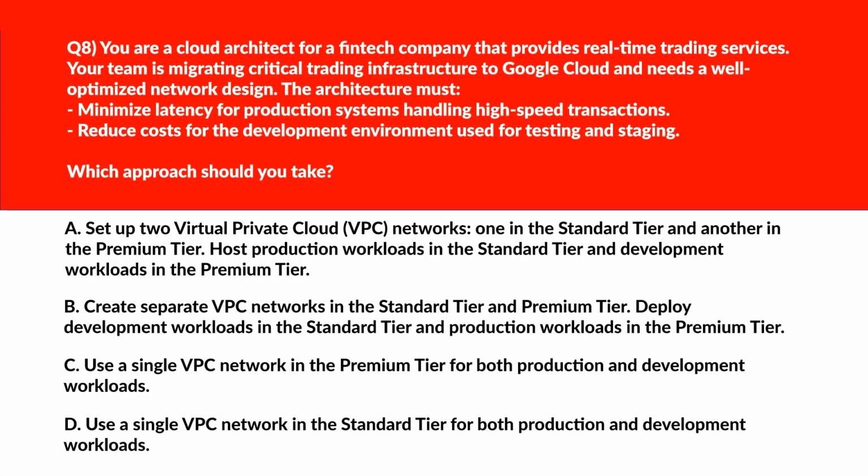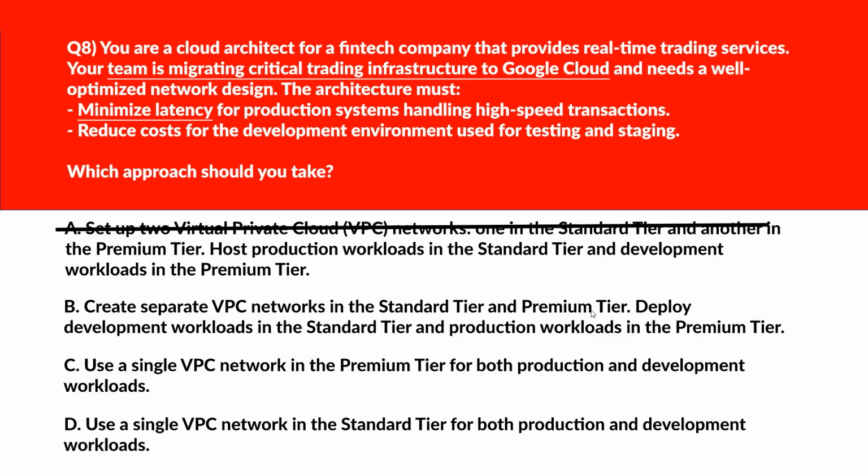Alrighty, here we go with an interesting question, which is about migrating critical infrastructure to Google Cloud. Let's look at option A. If you look at option A, placing production workloads in standard tier increases network latency, which will affect high-speed transactions. So this we don't want, we'll reject it. We'll move to option B.